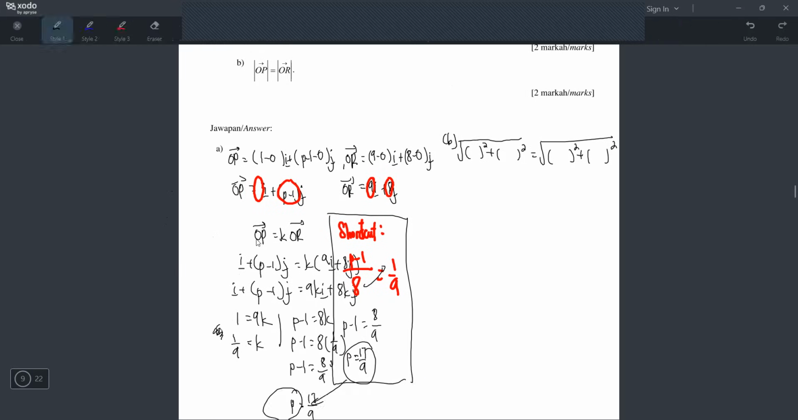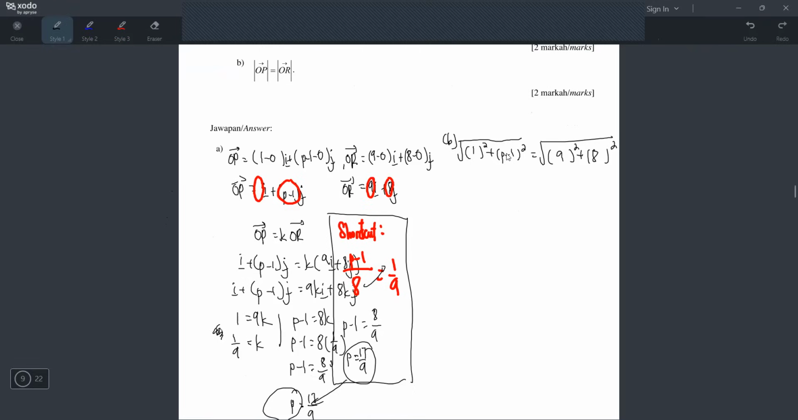So for vector OP, I did it just now. It's 1 and p minus 1. So this one I put 1, this one I put p minus 1. And then for OR, what I have to put inside the magnitude will be the number in front of ij, which is 9 and 8, right? And now I'll just solve for this, and then I will get my p, right?